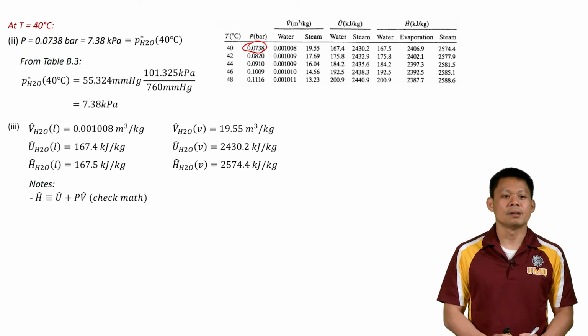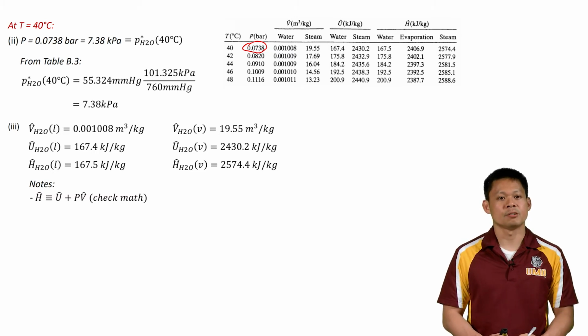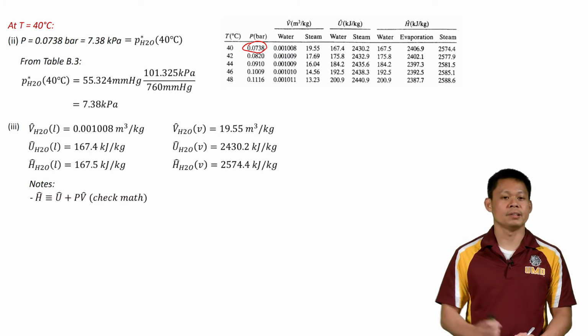The first thing you can do is to just double check your math. We know that the definition of enthalpy is internal energy plus P times V. So we have all the values. Take the U hat plus the pressure that's given, so 7.38 kilopascals multiplied by the V hat, and verify that you end up with H hat. You can check the math for yourself there.